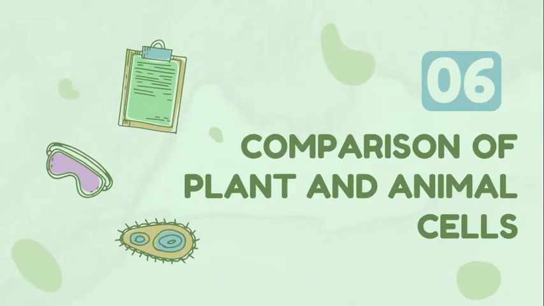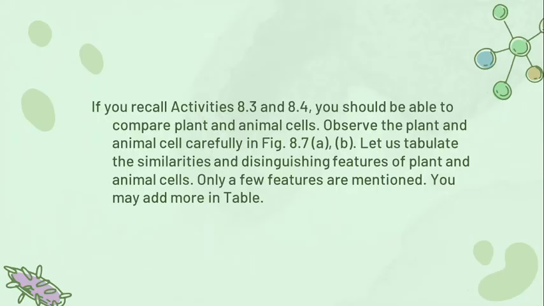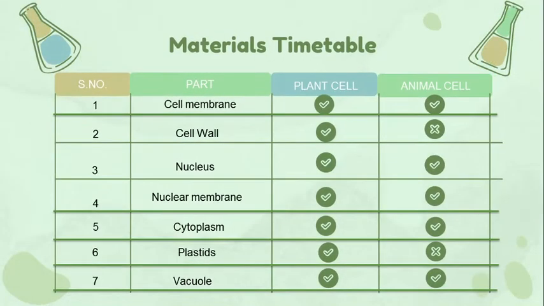And the next topic, comparison of plant and animal cells. Now let's compare plant cell and animal cell. If you recall some of the activities, this is a notice point. You should be able to compare plant cell and animal cell. Now let's observe them. So now let's see this table. This table tells us about some of the materials.